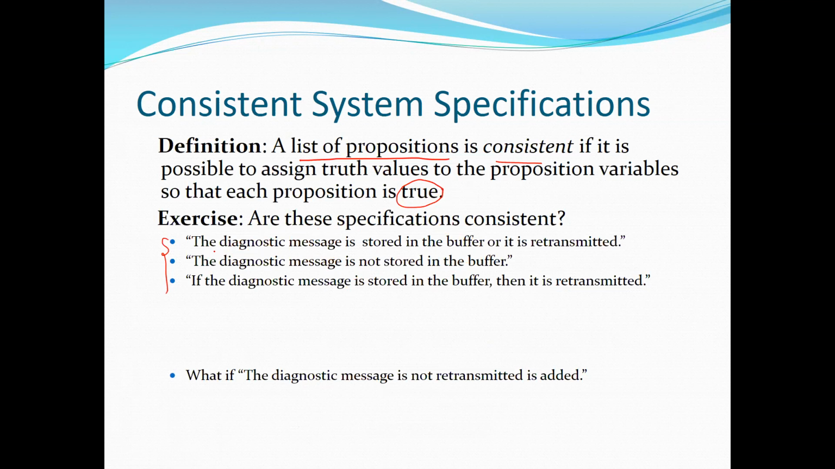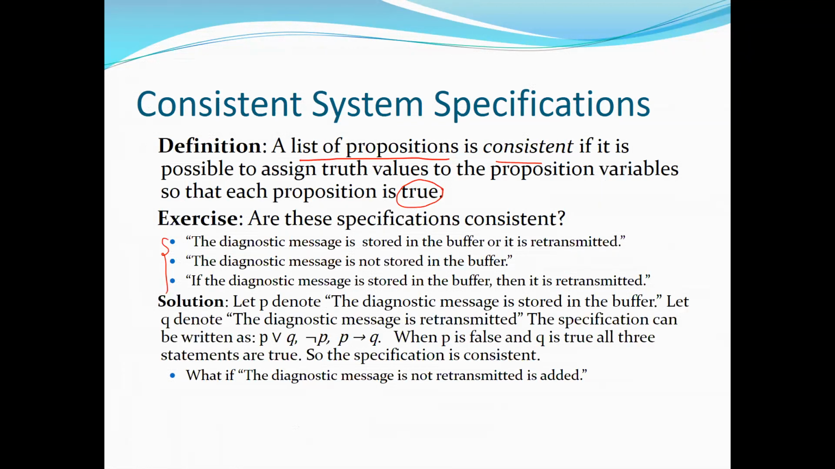These statements are: the diagnostic message is stored in the buffer or it is retransmitted. This is number one. Number two is: the diagnostic message is not stored in the buffer. The third proposition is: if the diagnostic message is stored in the buffer, then it is retransmitted. Let's see how we can convert it using propositional variables and then see whether they are consistent or not. So let's look at the solution.